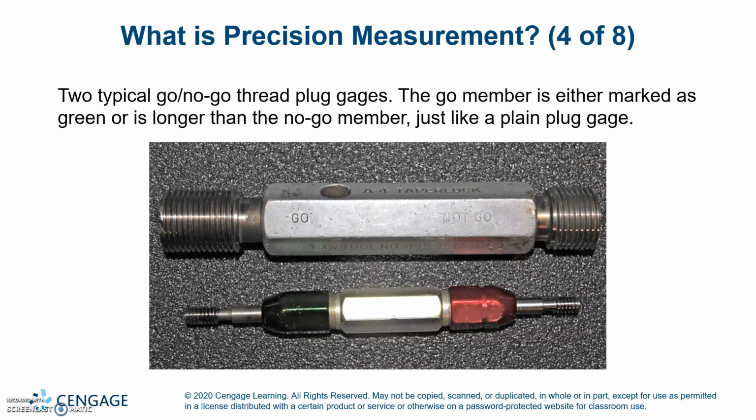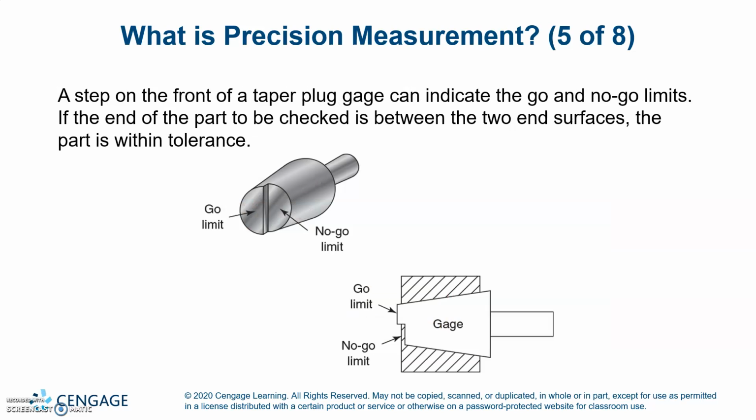And two typical go-no-go thread gauges. The go member is either marked green or is longer than the no-go member, just like in a plain plug gauge. A step on the front of a taper plug gauge can indicate the go and no-go limits. If the end of the part to be checked is between the two end surfaces, the part is within tolerances.